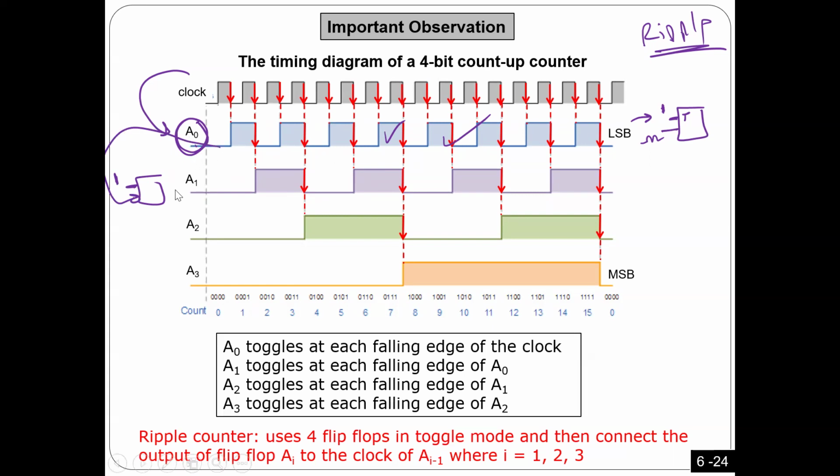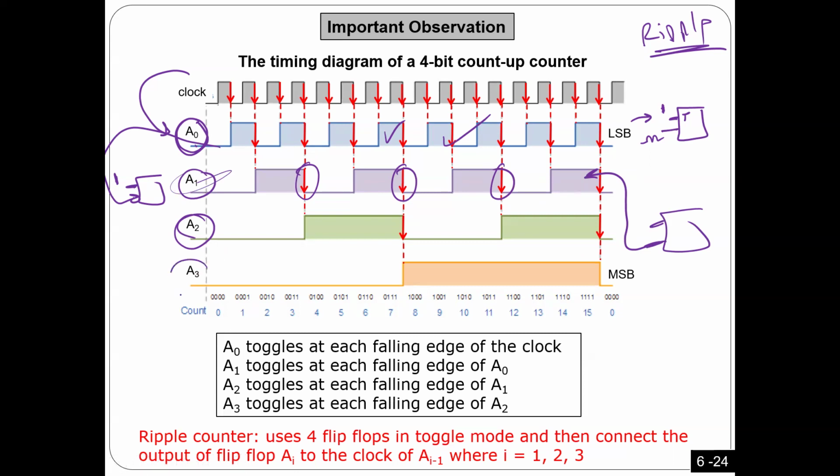The clock is gonna come from E0, so that this one is gonna toggle every time there is a falling edge here. Again, look at this one here. E2 has to toggle every time there is a falling edge in E1. So E2 has to toggle all the time, but its clock has to come from E1.